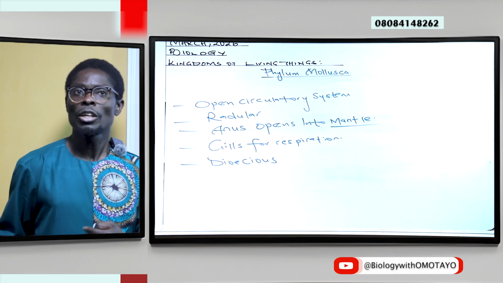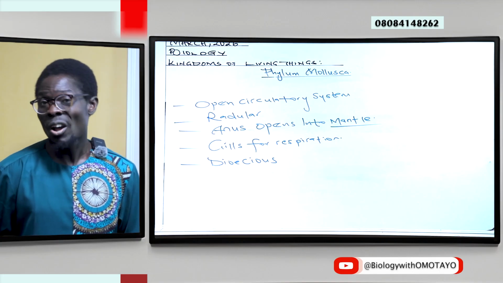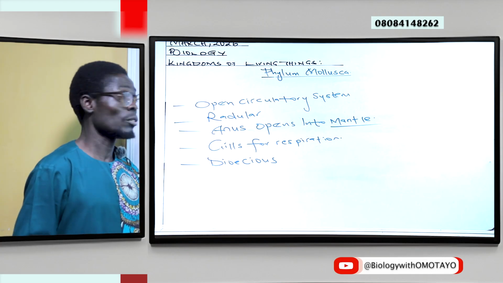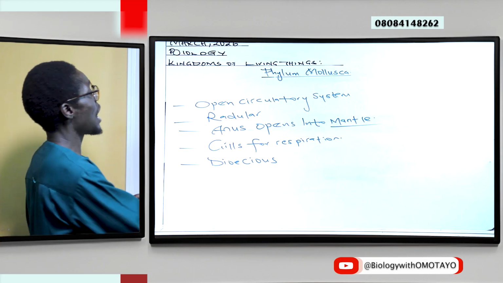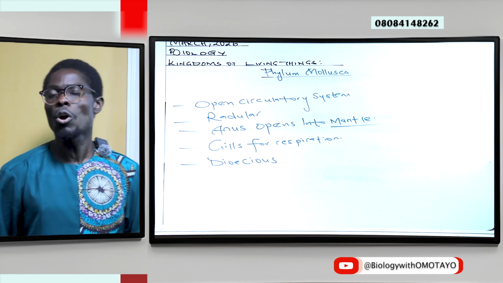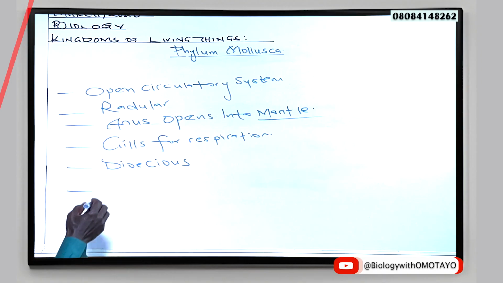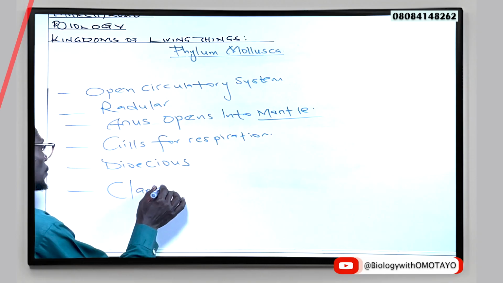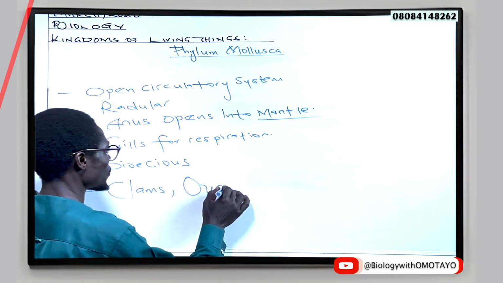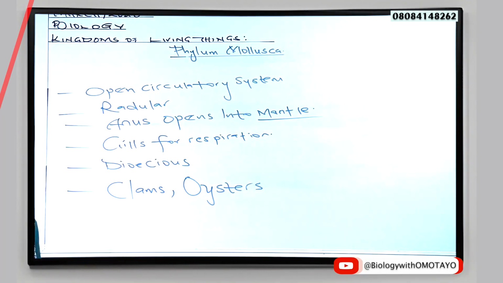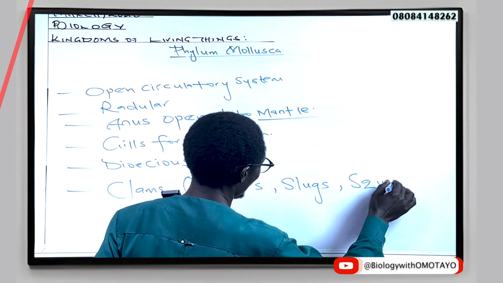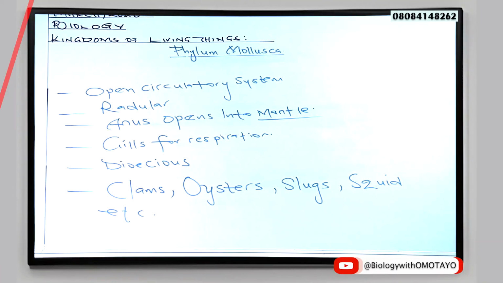In such cases, we have internal or external fertilization. Now, other examples under phylum Mollusca, aside from the ones earlier mentioned, include clams, oysters, slugs, and then squid, among several others. With this, we'll be bringing this class to a close today.